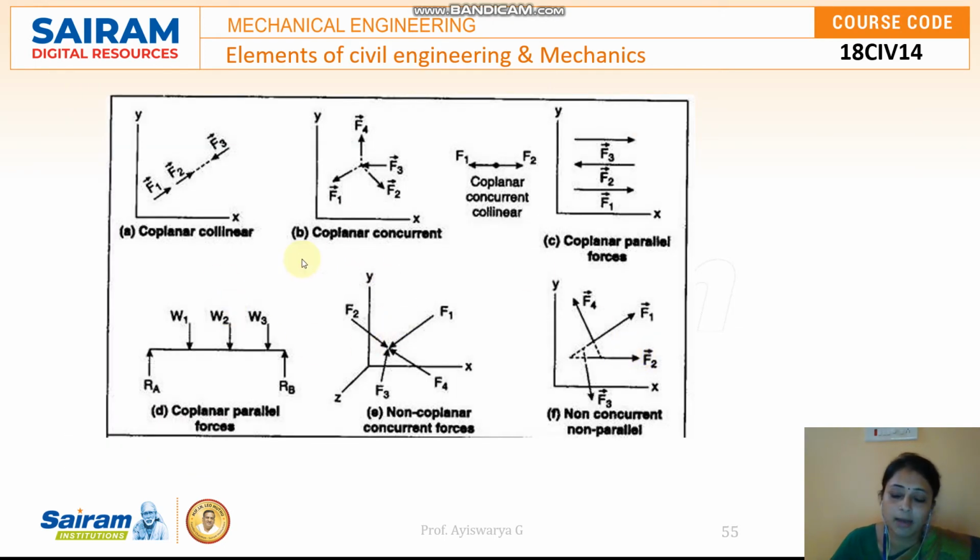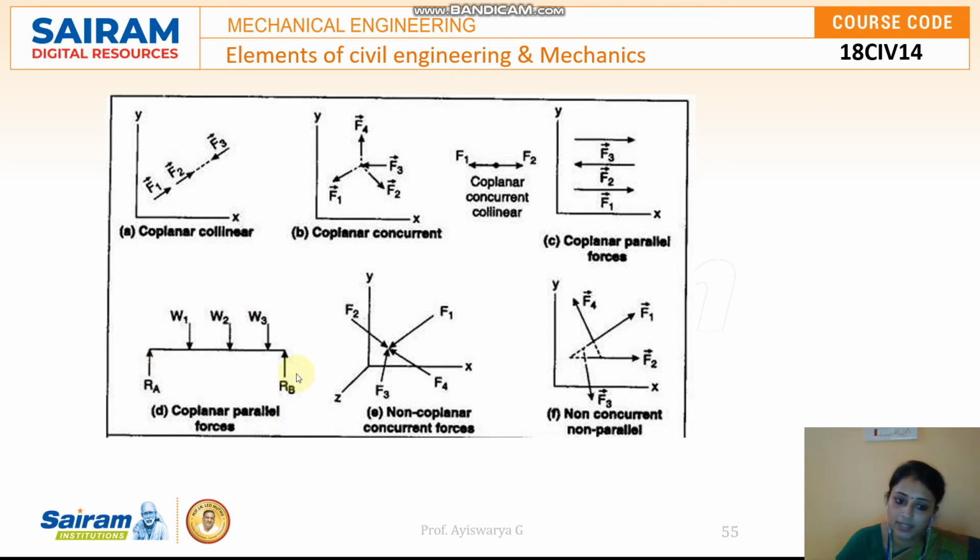Here I have a few examples of how the forces will be. Coplanar, as I said, means the same plane, meaning the x and y plane. Coplanar concurrent means they meet at the same point, with converging forces or diverging forces, the two types. Here you can see this coplanar concurrent and collinear forces. These are all lying in the same plane. Coplanar parallel forces means they will be located with some distance between them, in the same plane.